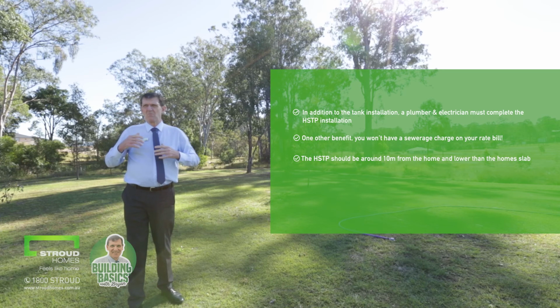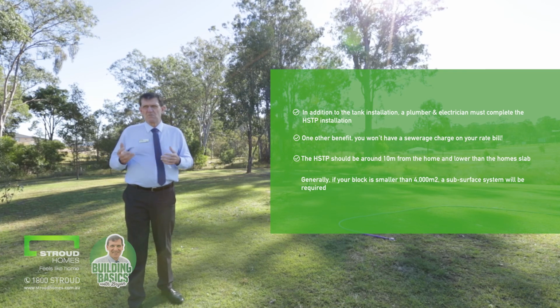A couple of little basic things. The HSTP must be around about 10 metres from the home, and naturally enough it needs to be a little bit lower than the level of the house so that gravity can take its effect. And as a general rule, if your block is smaller than 4,000 square metres, a subsurface system will be required.